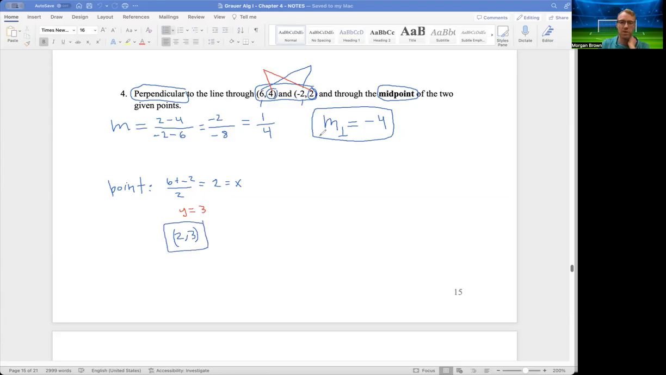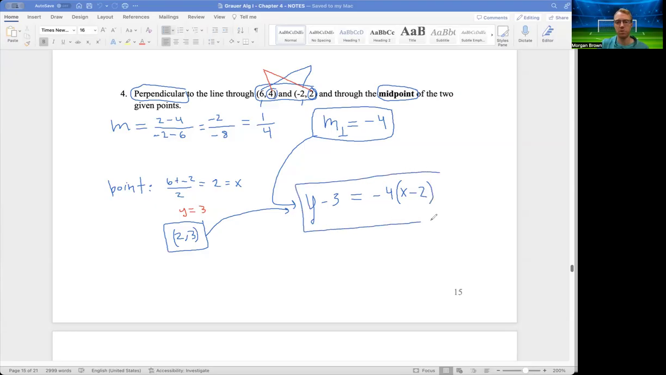And as before, once I have my slope and once I have my point, I put them together in point slope form. So y minus y1 is y minus 3. Plug in your m value, which is negative 4. And then go x minus x1, which is 2. And we don't have to convert it. That's the answer in point slope form. We've got the slope, we've got the point, and we've got the equation.